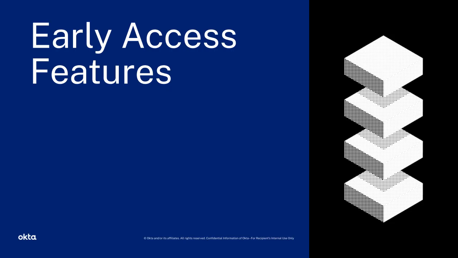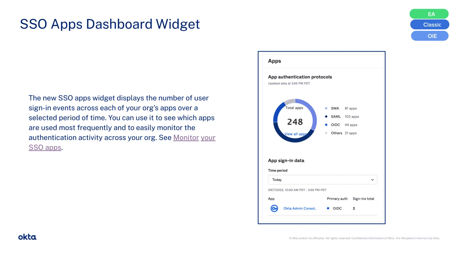Early access features. SSO Apps Dashboard Widget. The new SSO Apps widget displays the number of user sign-in events across each of your org's apps, over a selected period of time. You can use it to see which apps are used most frequently, and to easily monitor the authentication activity across your org. See Monitor your SSO apps.